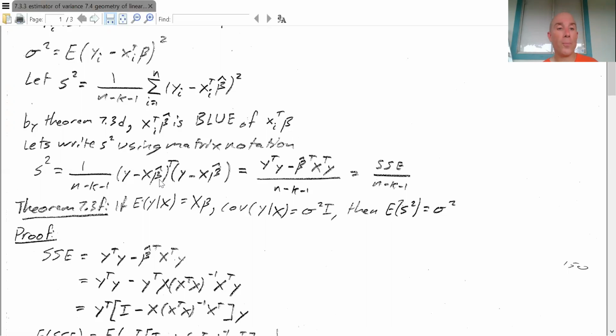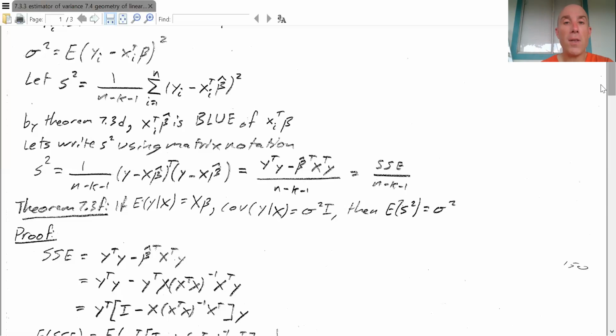Okay, so our next theorem is that if the expected value of y given x is x times beta, and the covariance of y given x is sigma squared times I, then the expected value of s squared is sigma squared. So this tells us that s squared is an unbiased estimator of sigma squared. All right, well, that's good.